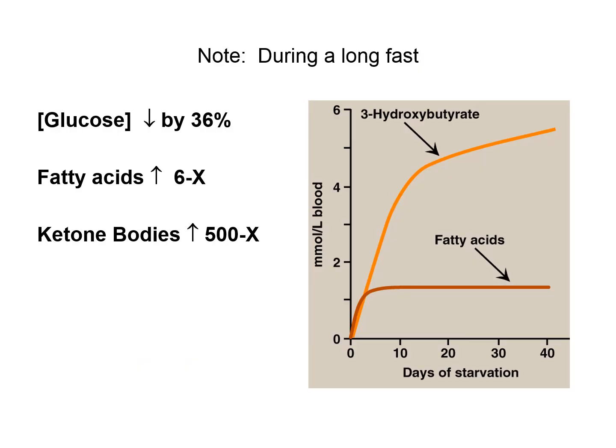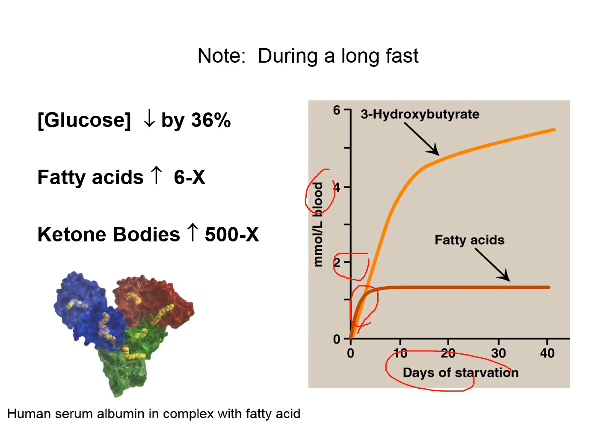Okay, if you look at the data of fatty acid and ketone bodies during a long fasting, you'll see that fatty acid only increases to a certain point and never goes beyond 2 millimolar. Why is it so? Because fatty acid is not water soluble and therefore it cannot dissolve in your blood plasma. As a result, it is transported along with the human serum albumin as a complex molecule. So the limiting factor here is the albumin because we only have about 4% of serum albumin.